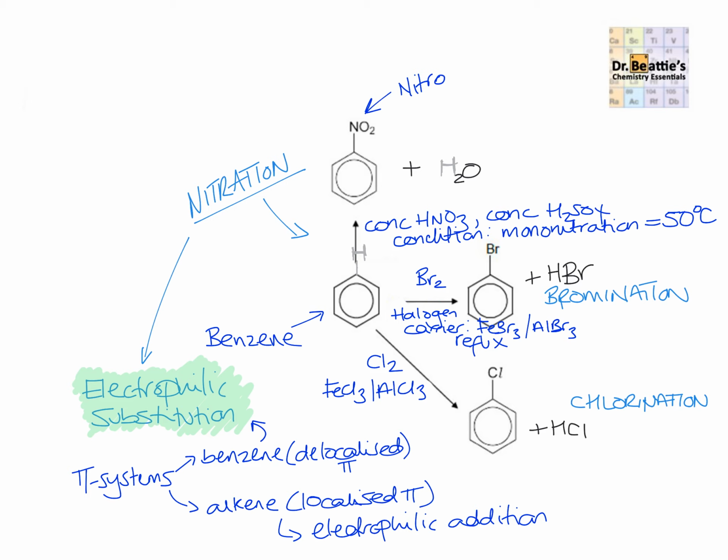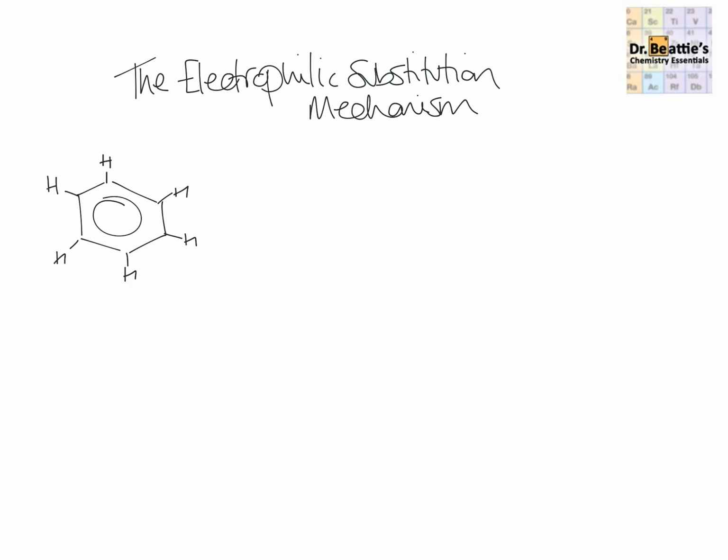So our attention now is going to focus on what is actually happening in these processes of substitution, and what are electrophiles in each of these different cases of nitration, bromination and chlorination. So with this mechanism, we're going to start with benzene, and we're using the delocalized model of benzene. Remember to watch the video on Kekulé versus delocalized model if you're unsure about what we mean by that.